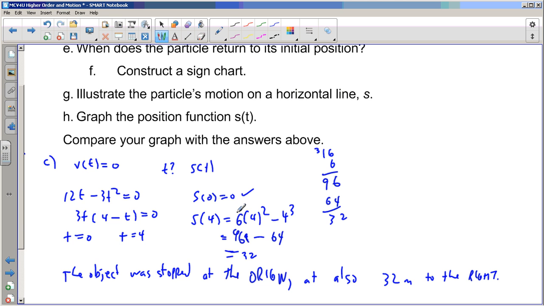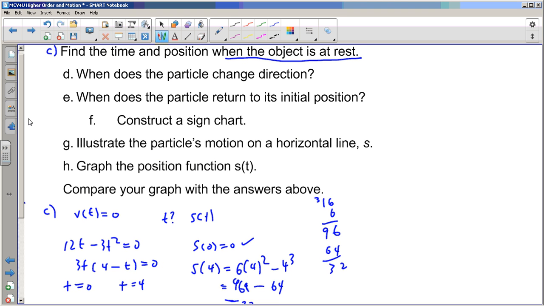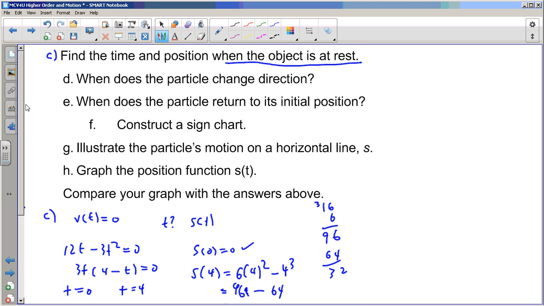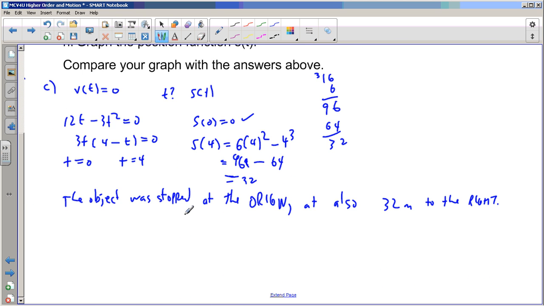And that was after 4 seconds. D. When does the particle change direction? Well, notice that's after it stops, probably, right?